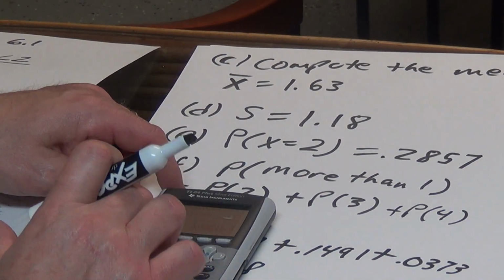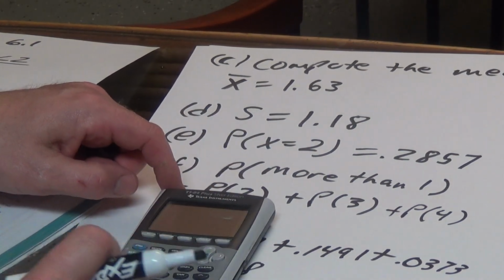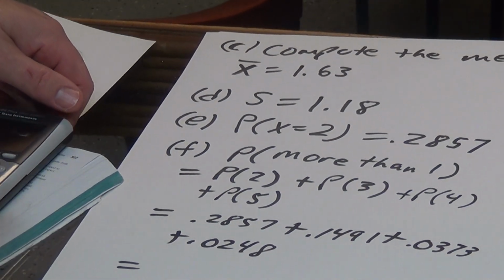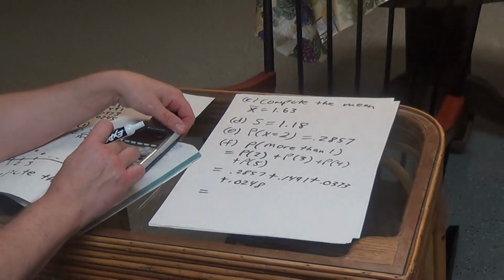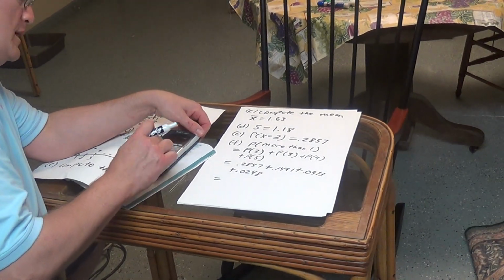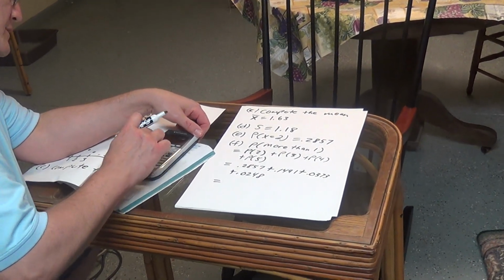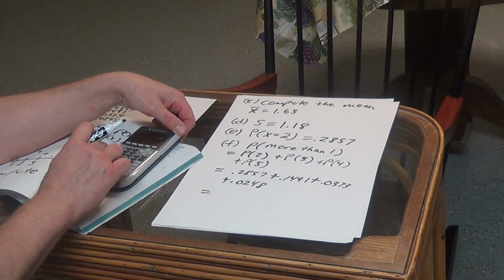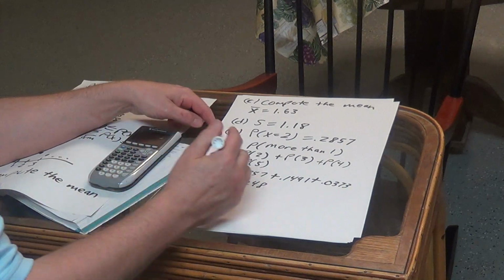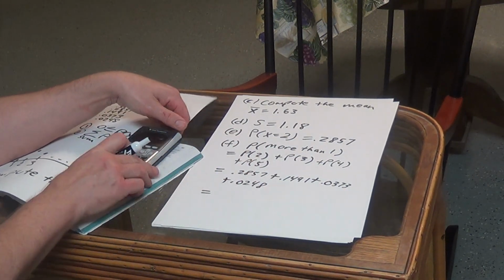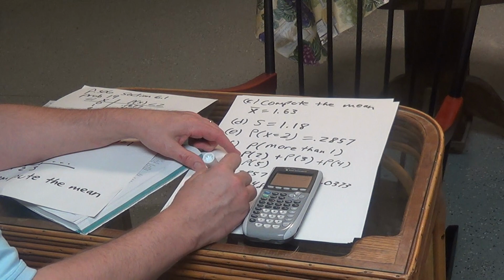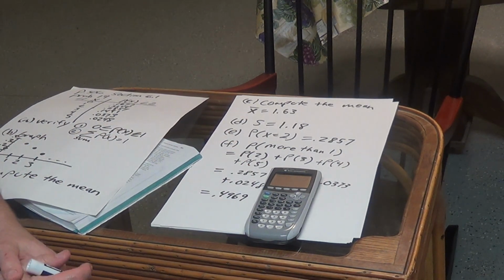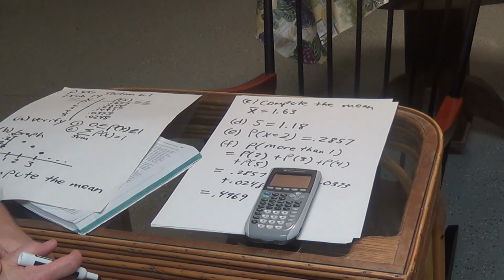Quit. Okay. Quit. Clear. Okay. 0.2857. Add 0.1491. Add 0.0373. Add 0.0248. Comes up 0.4969. Read that. 49% of the time he got more than one hit. Notice the answer is between 0 and 1, as it should be.